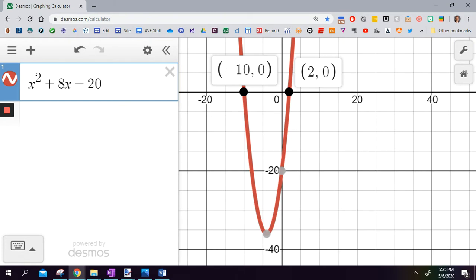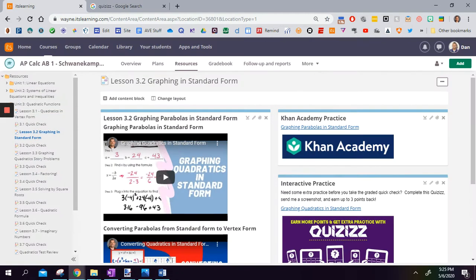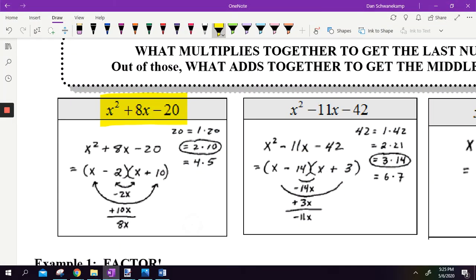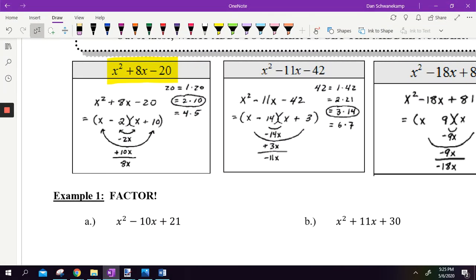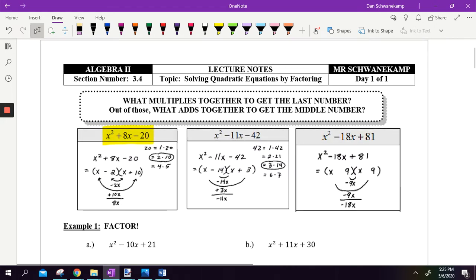That's important. If you were to take negative 10 and plug it into this equation, you would get 0. If you took 2 and plugged it in, you would get 0. That is what factoring is all about. It's trying to figure out where are we going to get 0, where does it cross the x-axis. So to do that, we're going to ask ourselves two questions. What multiplies together to get the last number in the trinomial? So we're doing this to do quadratics. This is how we solve quadratics, by factoring.